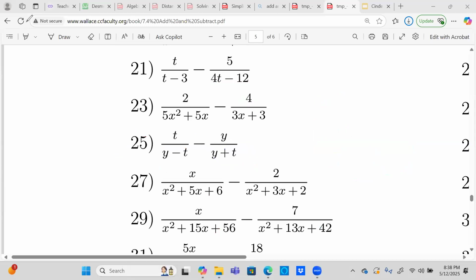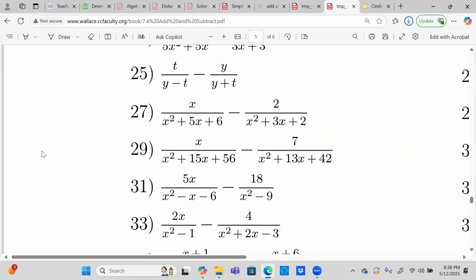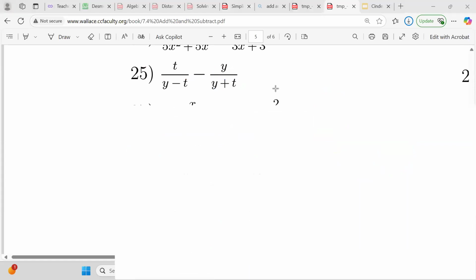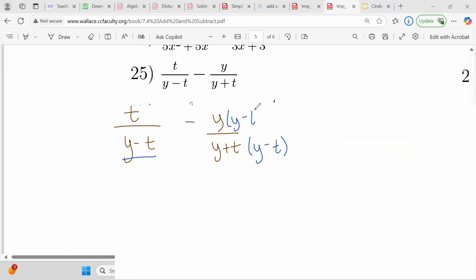Okay, coming to 25. Ooh, no numbers on this one. I'm just going to rewrite this a little bigger. t over y minus t, minus y over y plus t. So again, look at the bottom. They do not match. y minus t goes together. So that entire y minus t needs to be invited here and then be fair and do it here. And then on the other side, y plus t, that goes together. So the entire y plus t needs to be invited here and be fair and invite it there.